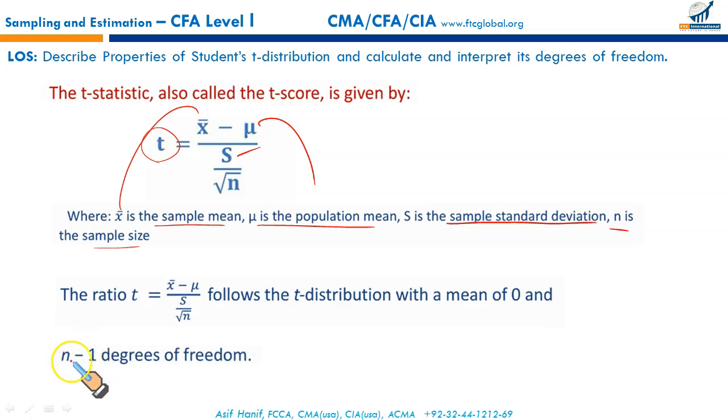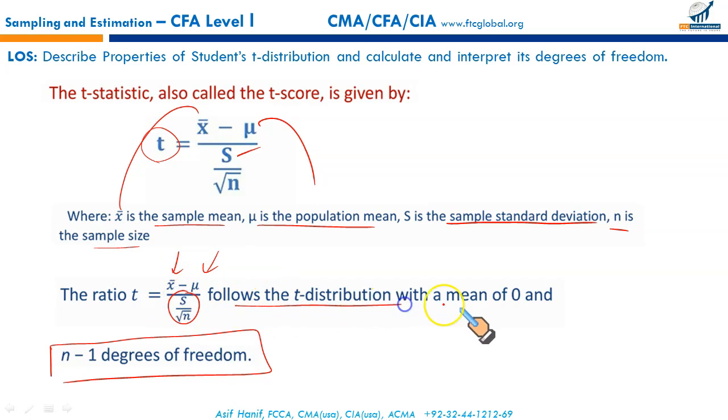Here is an important term called degree of freedom, n-1 degrees of freedom. The ratio of the sample mean minus the population mean upon the standard error of the mean follows a t distribution with mean 0 and degrees of freedom n-1. If you remember the normal distribution, zero mean, and this was the variance, right? But here the mean is 0, but we raise it to n-1 degrees of freedom.